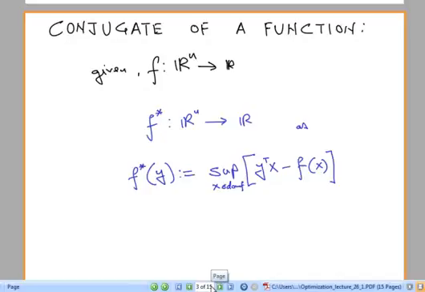For a fixed y, y transpose x is now a function of x, and f of x is also a function of x. You take the difference y transpose x minus f of x. This part inside looks like a function of x while we're looking at y. But eventually, you take the supremum of this expression over all x. We do this for each y.